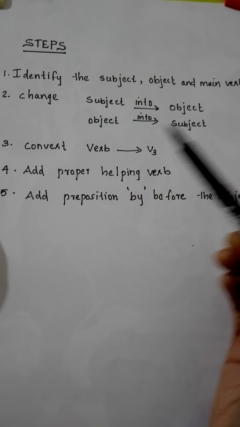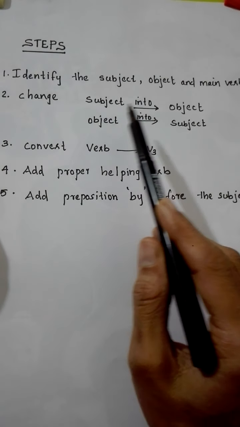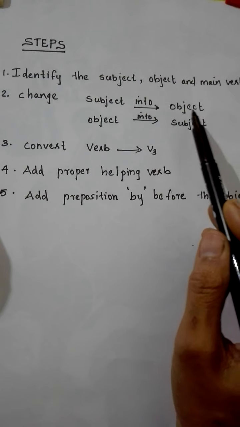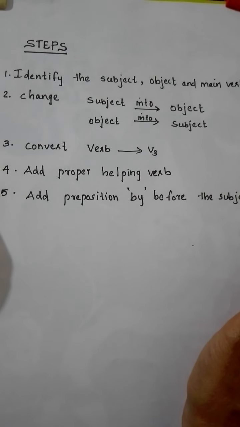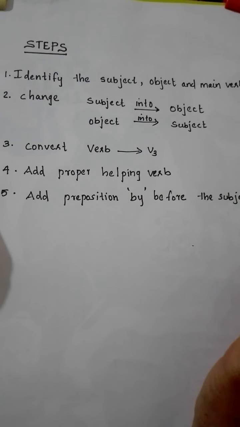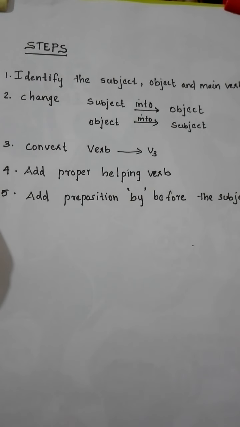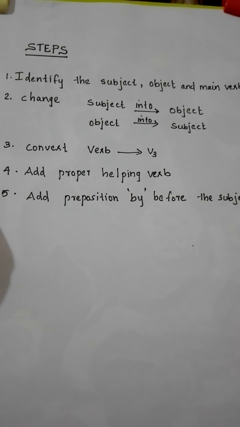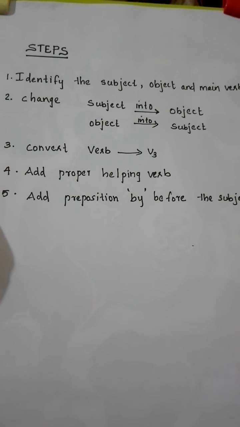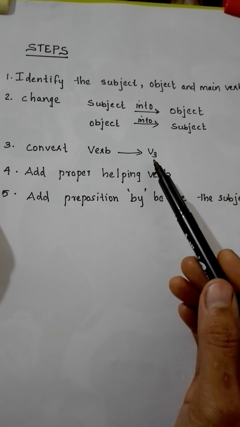And secondly, we should change what? Subject into object position and object into subject position. Secondly, the subject in the active voice should change into the object position and the object in the active voice should change into the subject position. Okay. And third step, convert verb into V3 form.